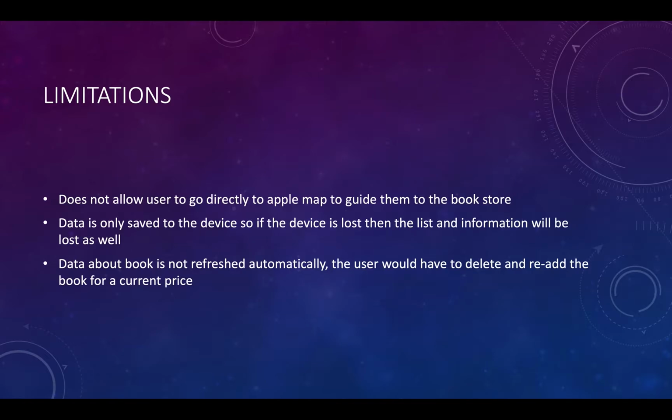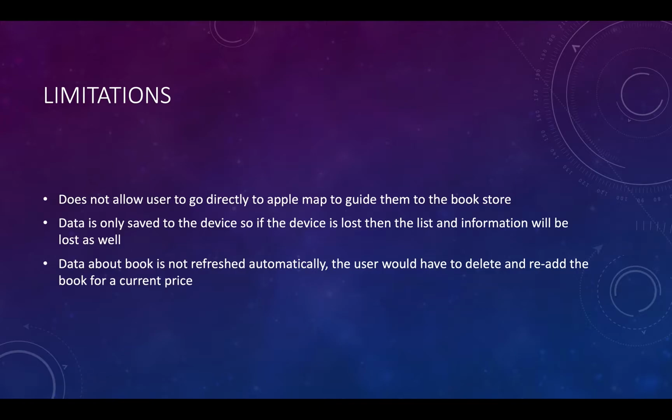And then also the data is only saved on the device, so the book list and all the information is lost if the phone is lost, or if the app gets deleted, which, I know a lot of people, I've accidentally deleted apps before, and all that information will be gone. That really should persist throughout.